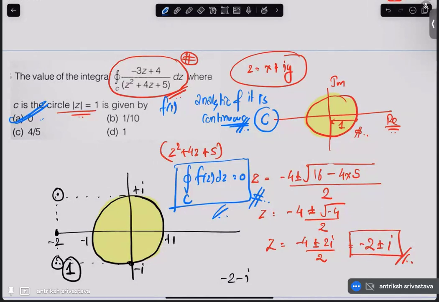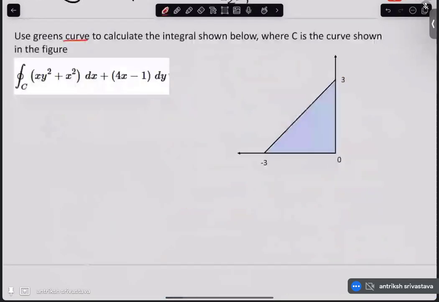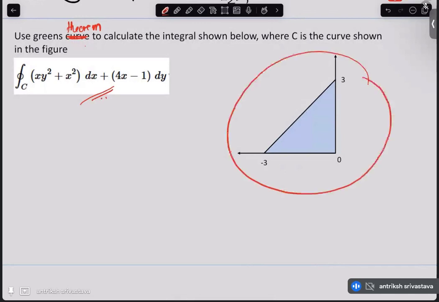Okay. Now let's look at the last question for today. So here we'll see Green's theorem. I have written by mistake here Green's curve. Ignore that. This should be Green's theorem. Use Green's theorem to calculate the integral for this closed curve.